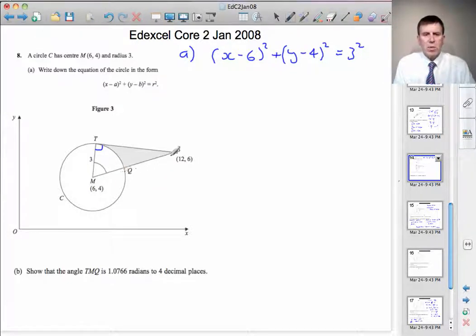So if I knew the length of PM, because I know TM, then I could use simple trigonometry to find that angle. So let's find the length PM. PM, using Pythagoras, will be the square root of the difference in the x coordinates squared plus the difference in the y coordinates squared. So it's 12 minus 6 squared plus 6 minus 4 squared.